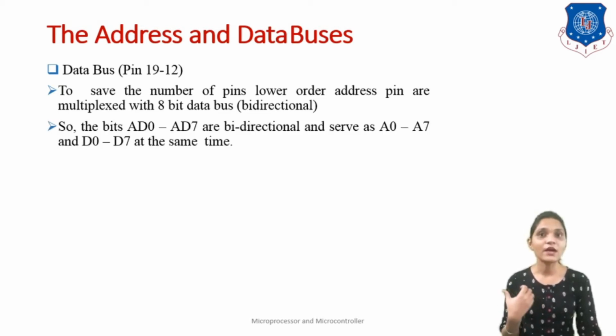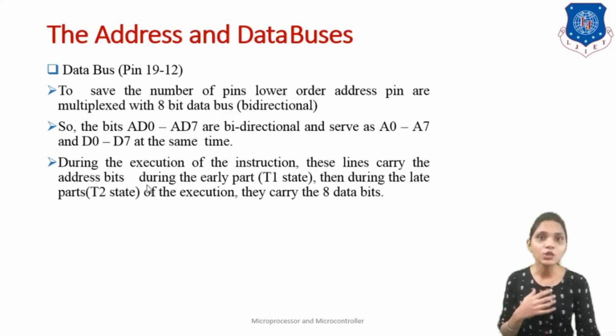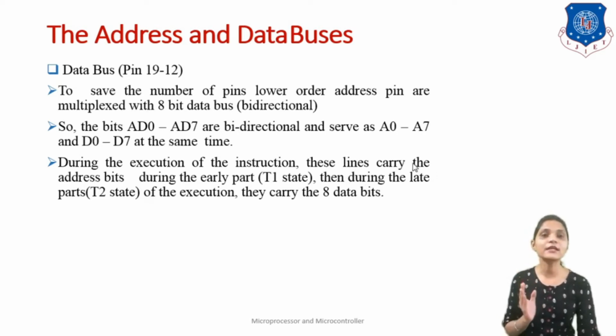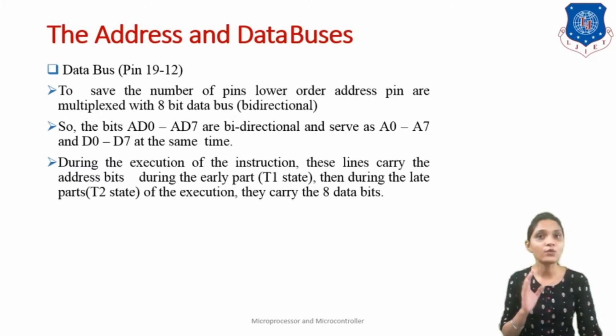So here we have AD0 to AD7 as a bidirectional bus that serves as both the address bus and the data bus. During the execution of an instruction, these lines carry the address bits during the first part, or you can consider it the first clock only. After that, they carry the data. And to bifurcate this, we have one extra pin known as the ALE pin, address latch enable pin.